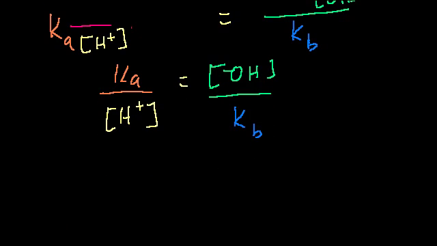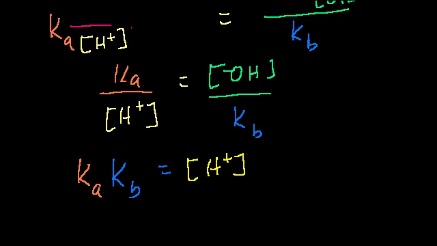So we get Ka, our acidic equilibrium constant, times Kb is equal to our hydrogen concentration times our hydroxide concentration. Remember, this is all in an aqueous solution. What do we know about our hydrogen times our hydroxide concentration in an aqueous solution?